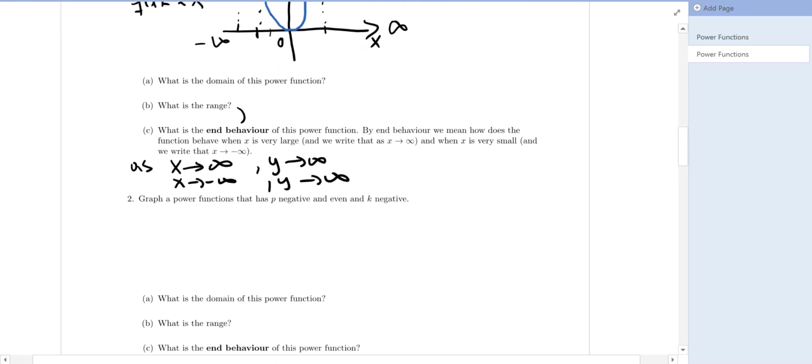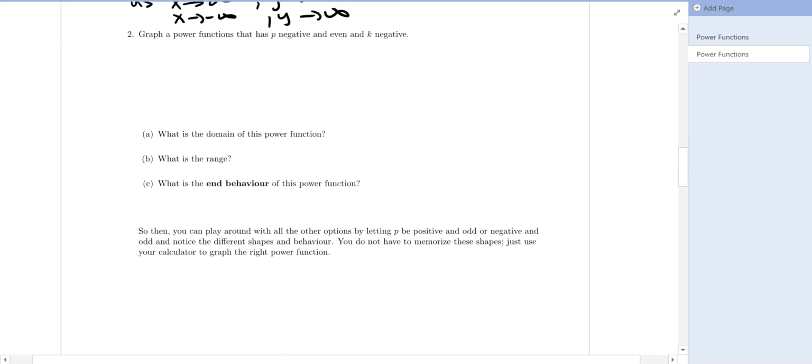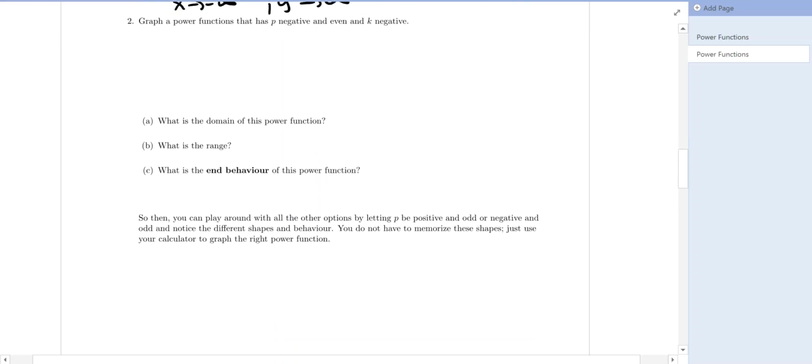Alright, so let's do another example. We're going to graph a power function that has p negative and even and k negative. Okay, so a power function is of the form y equals k times x to the p. So k has to be negative, so let's put a negative number, I don't know, negative 3. And then p has to be negative and even, so it looks like negative 6 will work. Okay? Let's graph it and see how it looks.